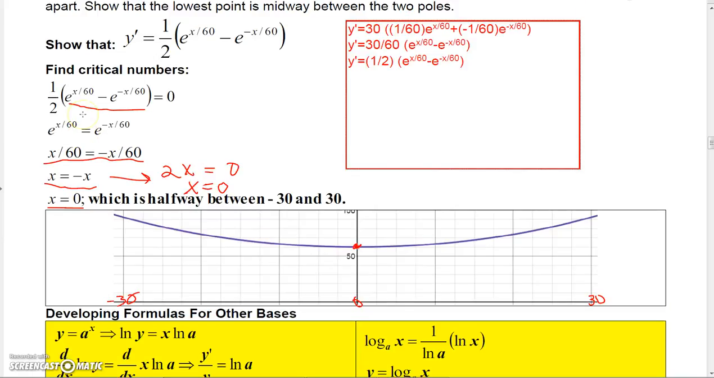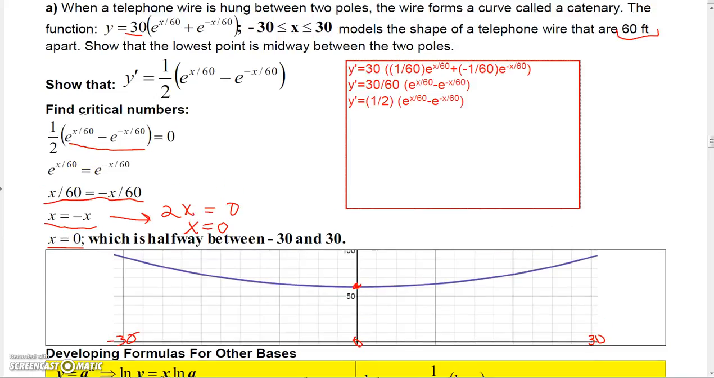Okay, so that pretty much covers your derivatives of exponential functions. And now I want to talk about derivatives of other bases. So I'm going to kind of switch places here and talk about derivatives of other bases in the next video.